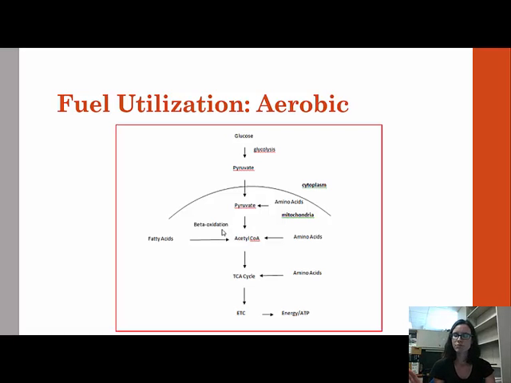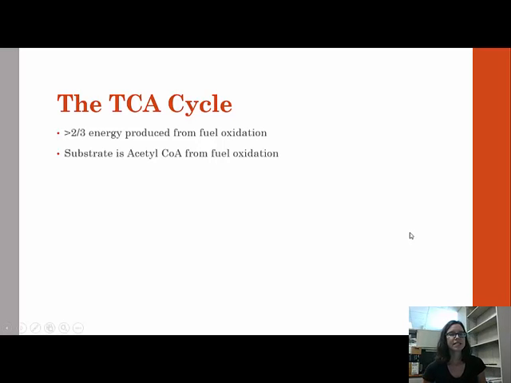So here's just a very rudimentary little graphic that shows glucose is converted to acetyl-CoA, as are amino acids and fatty acids. These go, in the presence of oxygen, to the TCA cycle, the electron transport chain, and this creates energy. If we were anaerobic, we would stop here at pyruvate, which would be converted to lactate. So the TCA cycle produces over 2/3 of the energy produced from fuel oxidation. And again, the substrate is acetyl-CoA from the fuel oxidation.